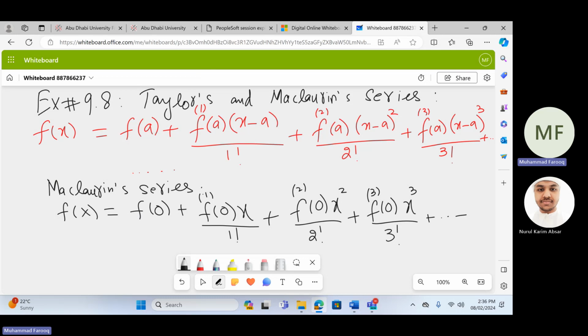Basically, here we have two types of question. In the first question, we will mention the number of derivatives you have to calculate. We ask you to find the Taylor series or Maclaurin series of order 4. Order 4 means four derivatives, until you have 4 derivatives.